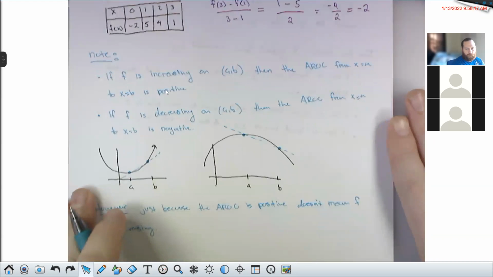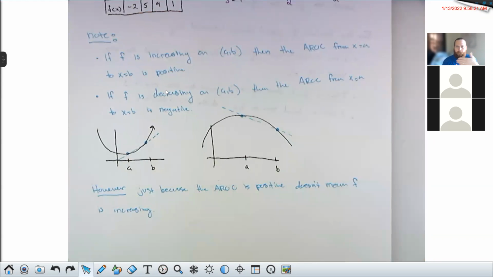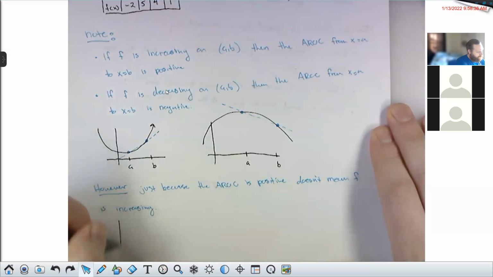Just because the average rate of change is positive doesn't mean the function is increasing. This is what we call a one-way implication, right? If you're increasing the whole time, then your rate of change must be positive. But the other direction isn't true. If your rate of change is positive, that doesn't mean you're increasing the whole time. I'll show you an example here.